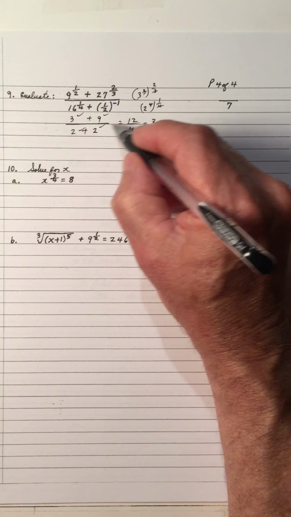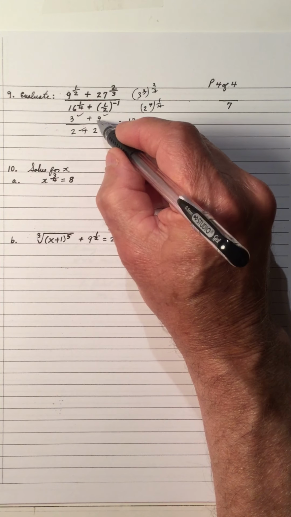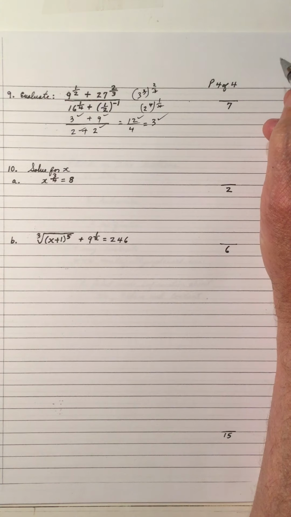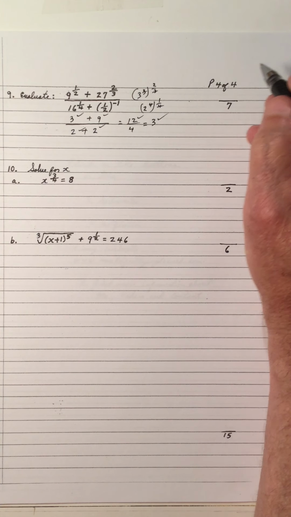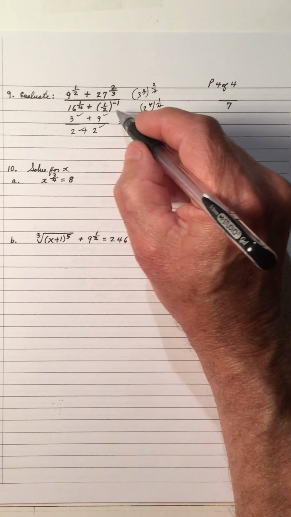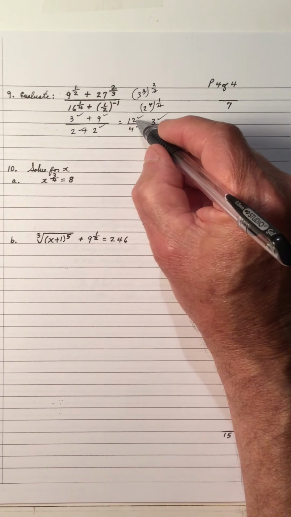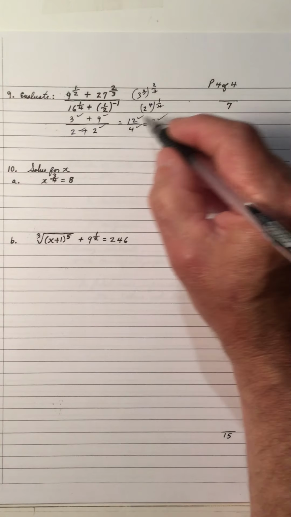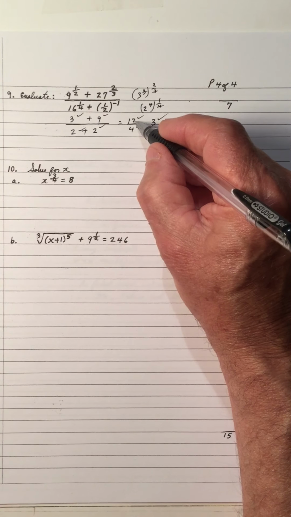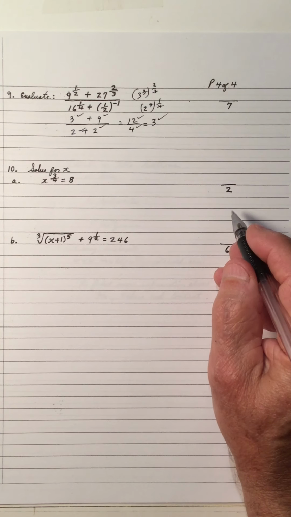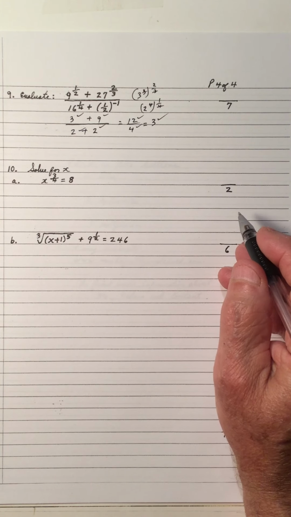If you did the top numerator and denominator separately, you get a mark, and if you did the final one, you get another mark. So that's 1, 2, 3, 4, 5, 6, 7, 7 in total. A mark for the numerator, a mark for the denominator, and then the division for 3, 7 altogether. Number 10, solve for x.